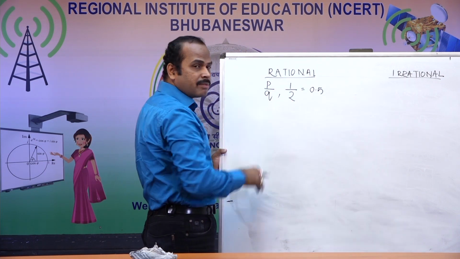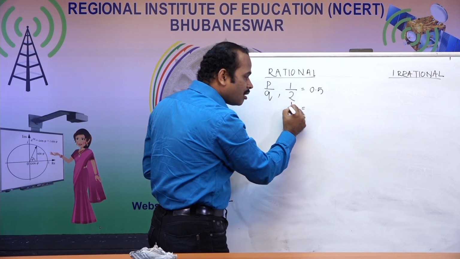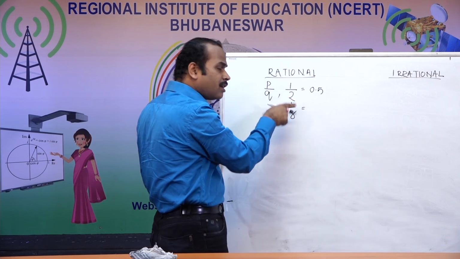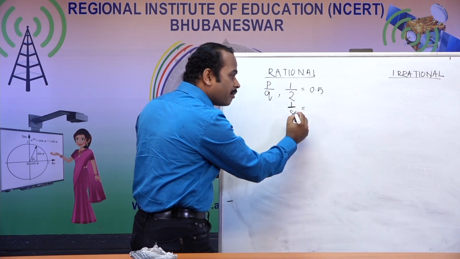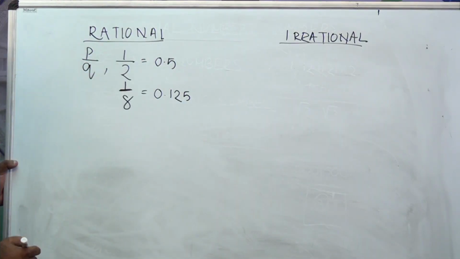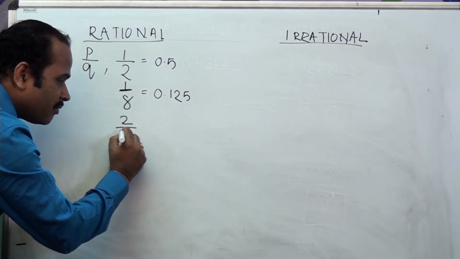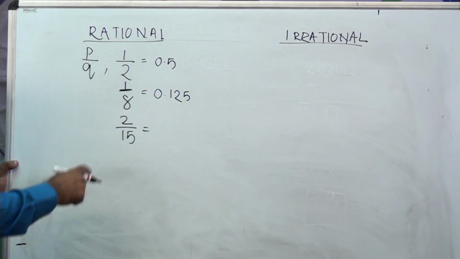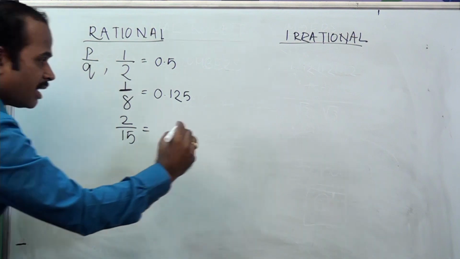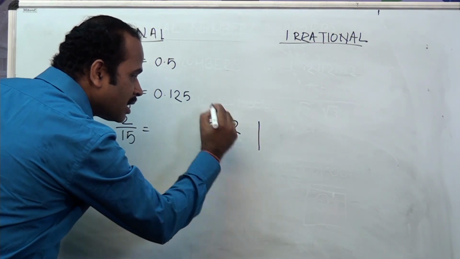But if I change it to 1 by 8, again I have to think how to divide. If I go on dividing in a real long division process, I will find it is 0.125. Now similarly, if I write 2 by 15, in such a case, how do I find this number? So I have to go for dividing. Let me divide it here. 2 is the dividend and 15 is the divisor.